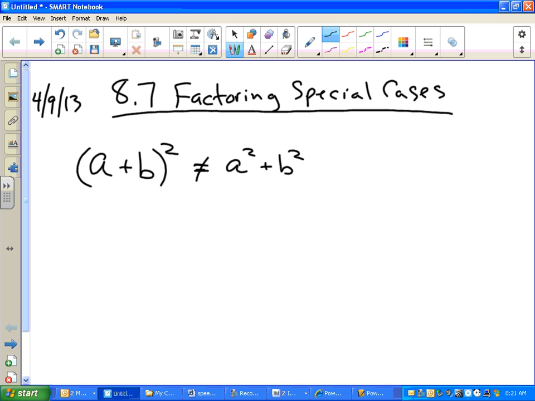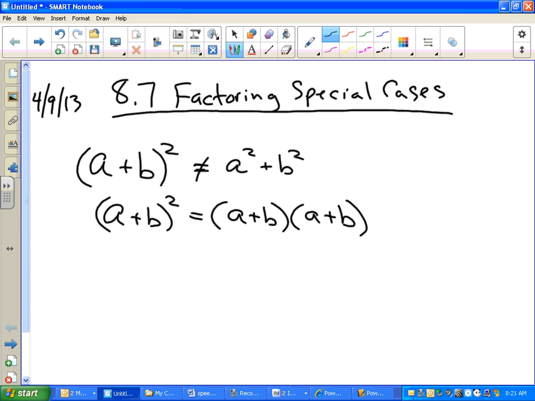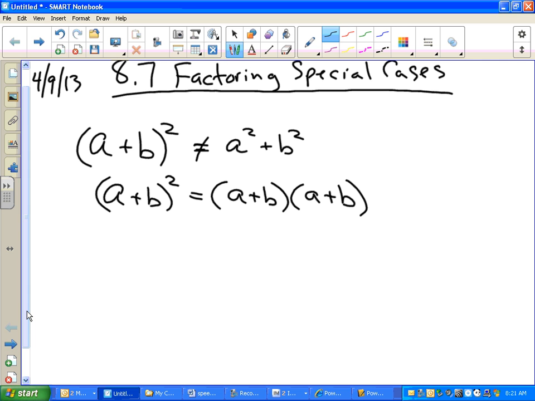Okay, when there's a plus sign in between there, a plus b squared is actually a plus b times a plus b. Okay, so we've got this binomial a plus b multiplied by itself twice. So if you see a square like this outside of the parentheses, it means that everything inside is duplicated.